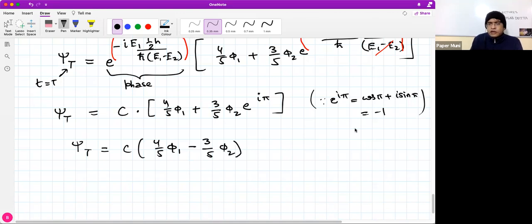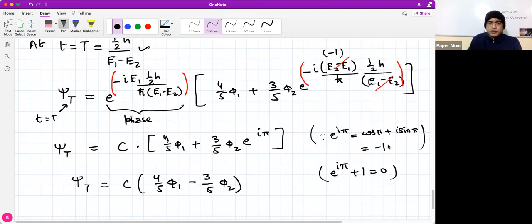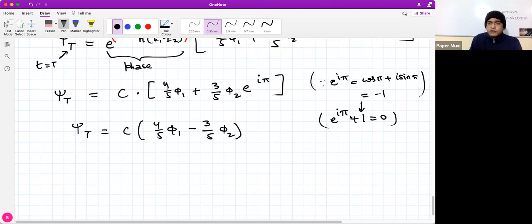You also remember this thing, which Feynman called one of the most beautiful expressions in mathematics, e to the power iota pi plus 1 equal to 0. It has almost all the important constants together related to each other: Euler's number, iota, pi, 1 and 0. That's a different thing, it's coming from this.